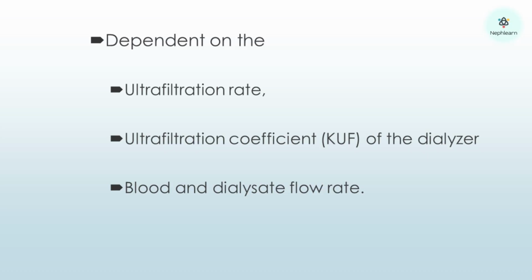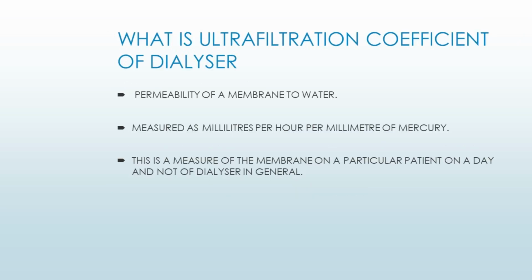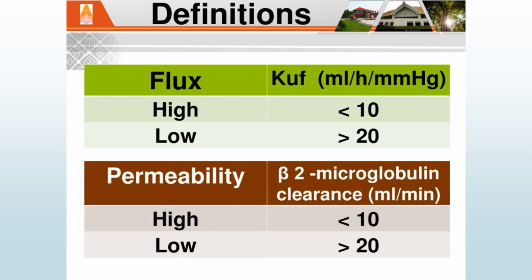It is dependent on the UF rate, UF coefficient of the dialyzer, and the blood and dialysate flow rate. UF coefficient is a measure of permeability of the membrane to water. It is measured as ml per hour per millimeters of mercury. It indicates membrane status on a patient on a particular day. Based on this, dialyzers are classified as high flux or low flux.